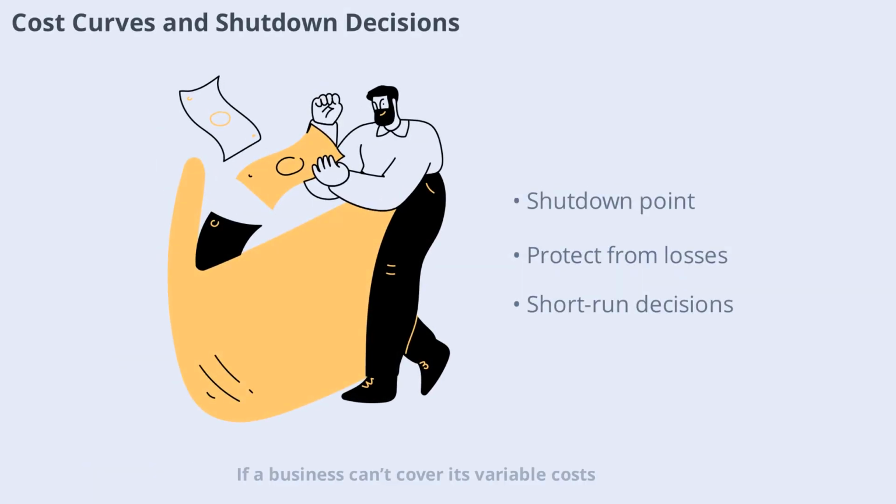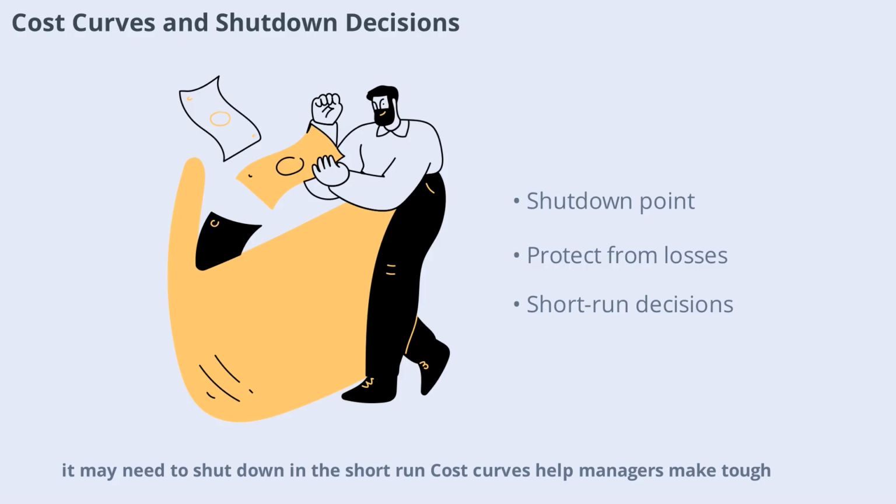If a business can't cover its variable costs, it may need to shut down in the short run. Cost curves help managers make tough decisions about continuing or pausing production. This protects the business from deeper losses.